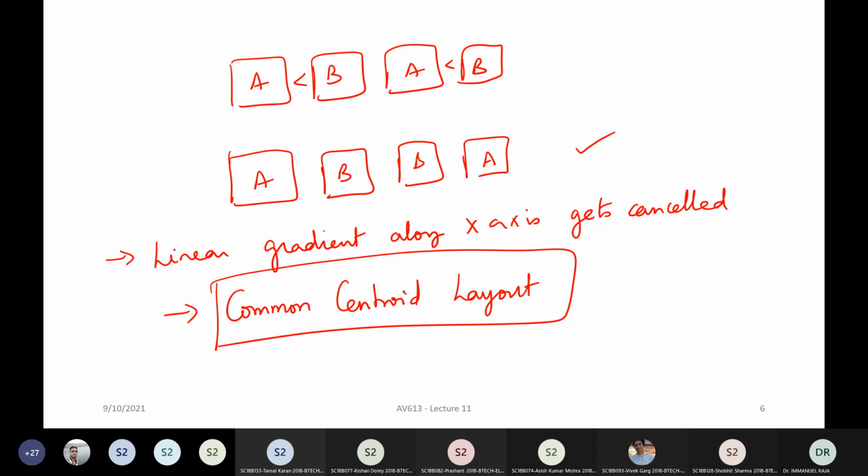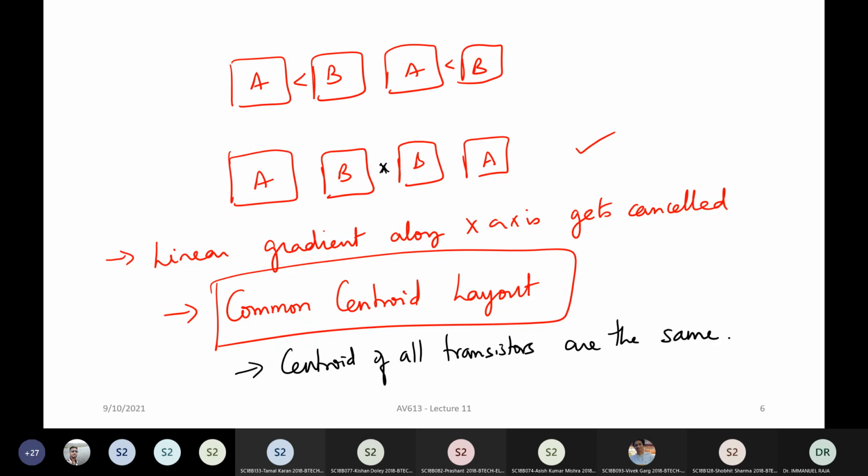Why is it called common centroid? The centroid of transistor A is here, right? And the centroid of transistor B is here. So it basically means that even if you are mirroring this to another transistor C, you will do it in such a way that the centroid of transistor A, the centroid of transistor B, and the centroid of all transistors are the same.